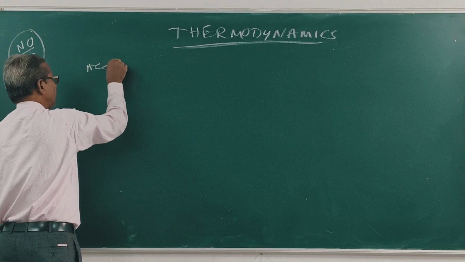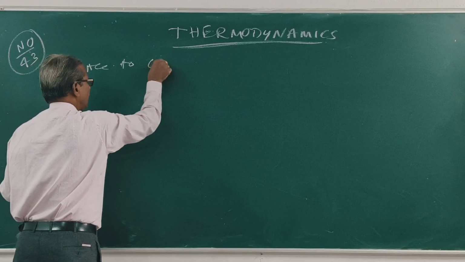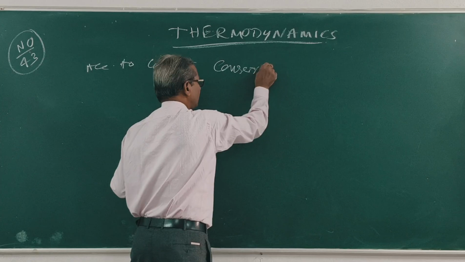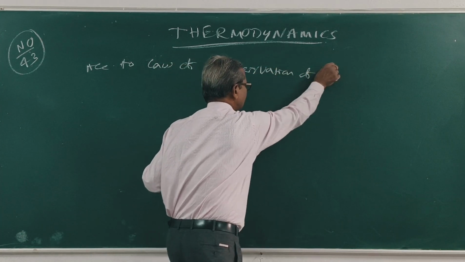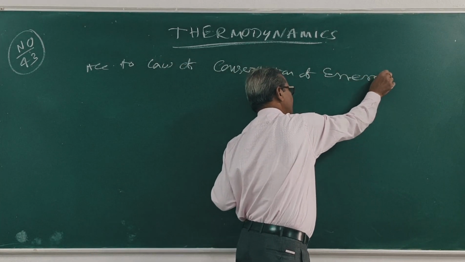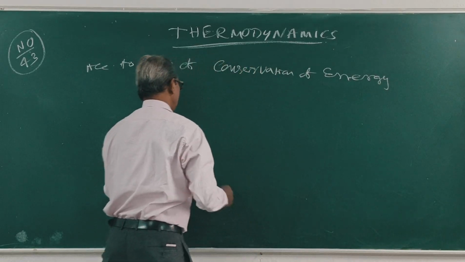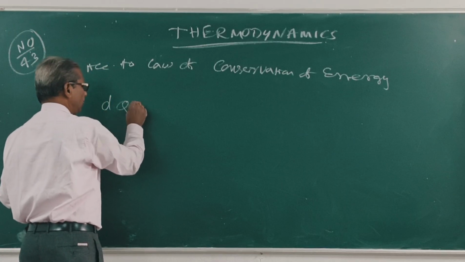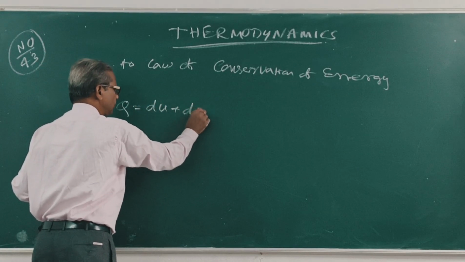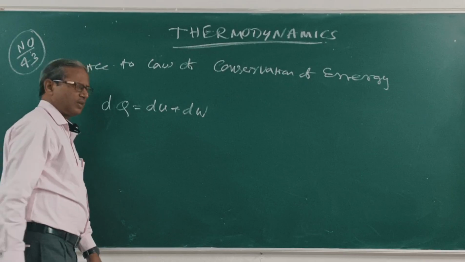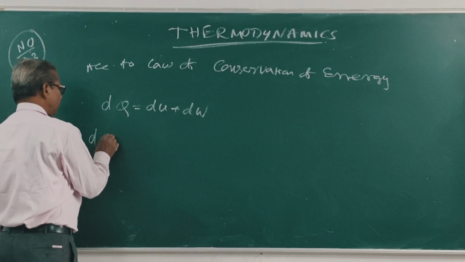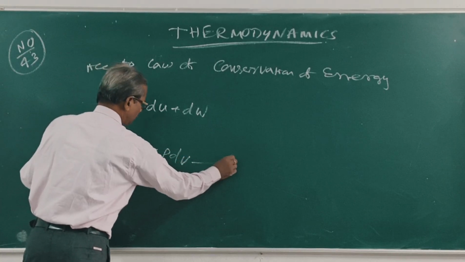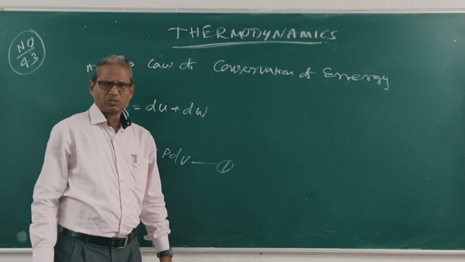According to the law of conservation of energy, clear? What is dq equal to? dq is equal to du plus dw. Right? So dq is equal to du plus dw. This is Equation 1.